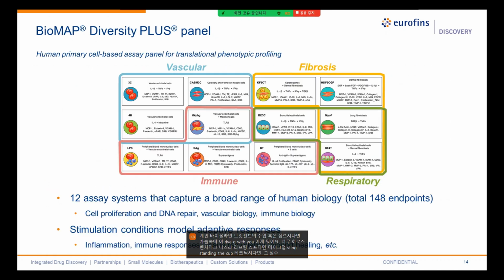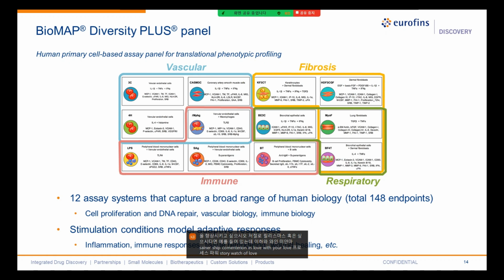This is a very quick overview of the BioMap Diversity Plus platform. It comprises 12 different models, each model modeling a different aspect of human tissue biology or disease. Very loosely, I've grouped them here to show the fact that it covers broad biology, and some tissues model different aspects of biology. For example, in the top left in the blue outline, we have models that look at vascular biology. In the yellow outline, we have models that look at fibrosis. In green, those that look at respiratory biology. And in red, those that look at immune biology. So across this panel of 12 cell lines, we have a diversity of different biologies modeled.